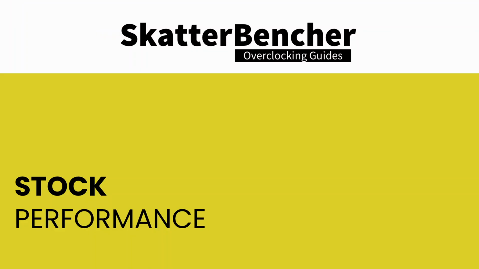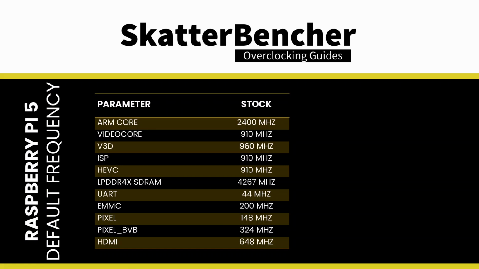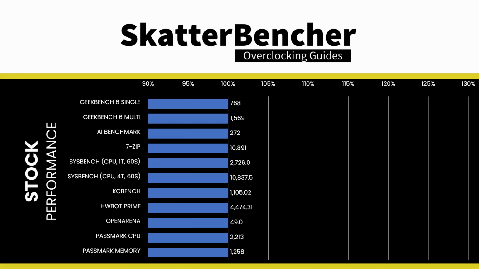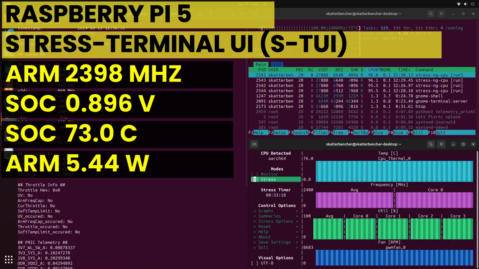Before starting overclocking, we must check the system performance at the default settings. The default operating frequencies for the Raspberry Pi 5 are as follows. Here is the benchmark performance at stock. When running the S2E stability test, the average ARM clock is 2398 MHz with 0.896 volts. The average SoC temperature is 73 degrees Celsius. The average ARM core power consumption is 5.44 watts. Now it's time to increase the frequencies and hopefully also the performance.